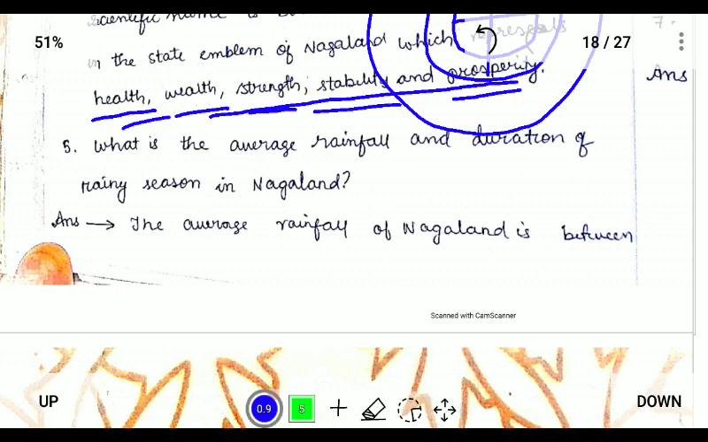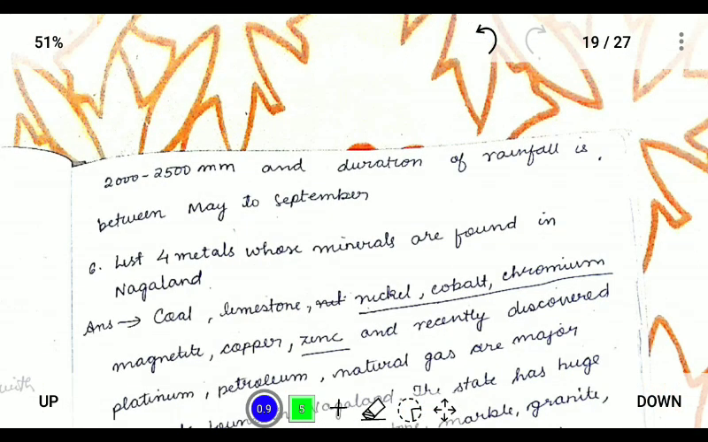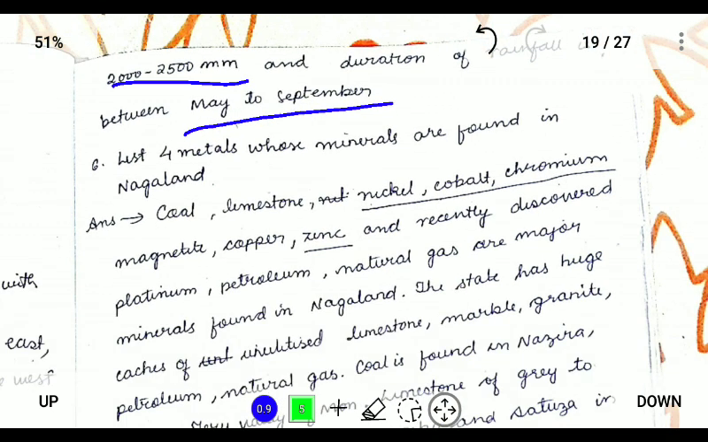What is the average rainfall and duration of rainy season in Nagaland? First, they are asking average rainfall and duration of rainy season. So you can write this in 2 points. Average rainfall is from 2000 to 2500 millimeter, or 200 to 250 centimeter, and the duration of rainfall is between May to September.